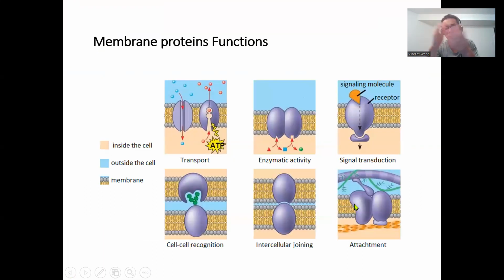So we know there are proteins in the cell membrane. Some are integral proteins that go all the way through. Others are peripheral proteins that just attach on either the outside or the inside. We want to know what those proteins are there for. There are 6 functions associated with these membrane proteins. Let's go through all of them, and then that will be the end for today's class.